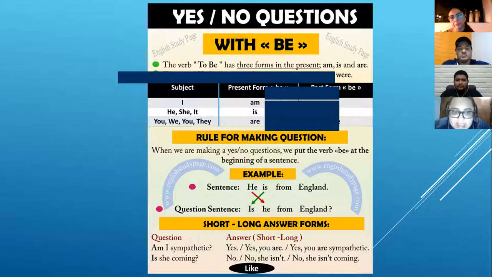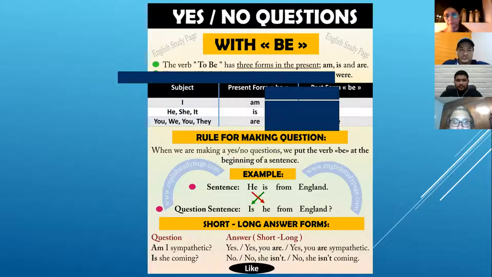All right. Example sentences. He is from England. Very good. Question sentences. Is he from England? All right, so you notice that we switch, right? Is, now we say is he, because it's a question, yeah? All right, very good.